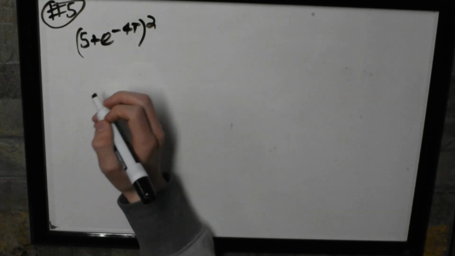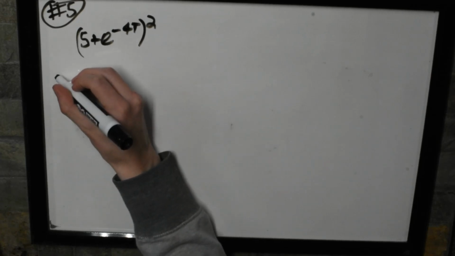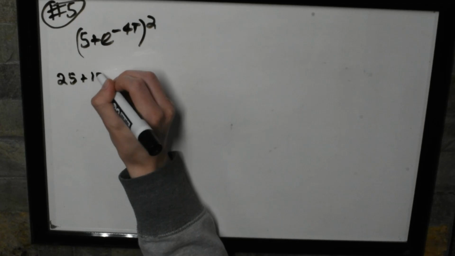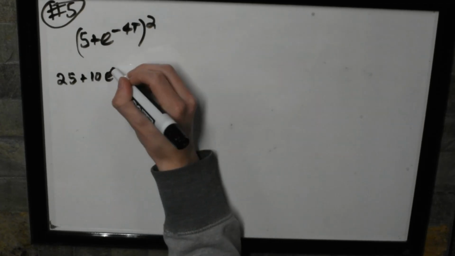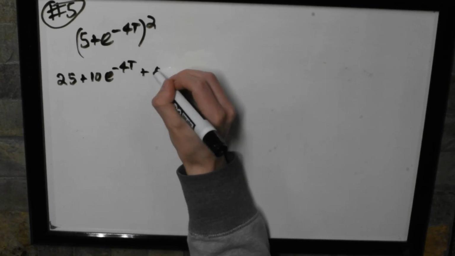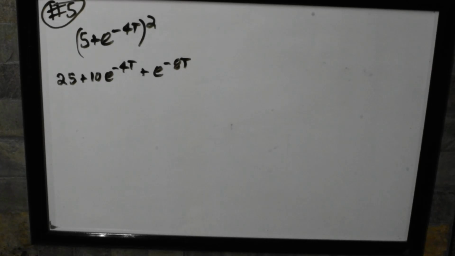Now the easiest thing to do is to just expand this. So we're going to be left with 25 plus 10 e to the negative 4t plus e to the negative 8t. And again, this is just expanding this. Okay, so now we take the Laplace transform of each term.